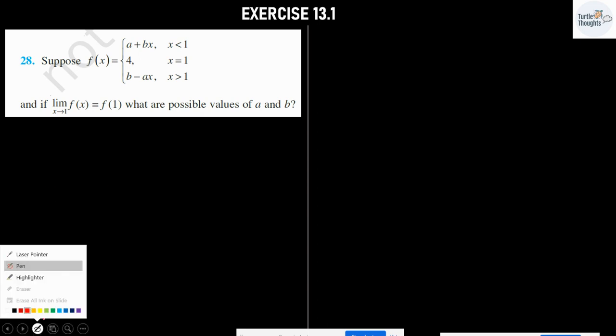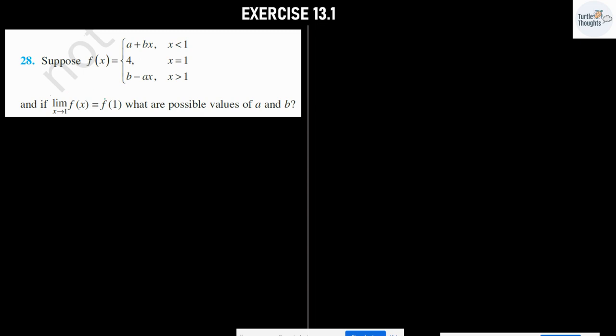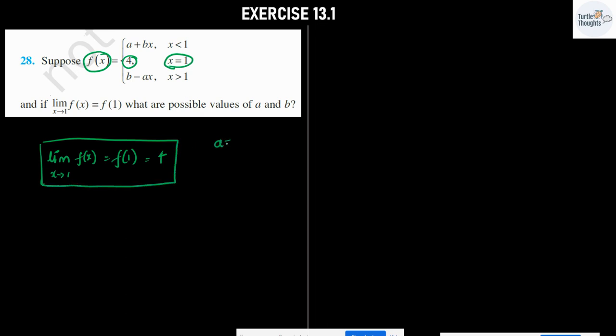Now, let me start by taking the function whatever they have given. They have given that the limit of the function as x tends to 1 for f of x is going to be f of 1. F of 1 means that in place of x, if I substitute 1, I will be getting the answer for that. So when I substitute the value of 1 in place of x, what is the answer for f of x? It is going to be equal to 4. So I can write this as equal to 4. This is what is given in the question. We have to find out the value of a and the value of b.